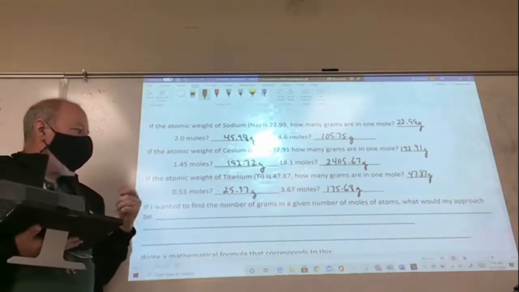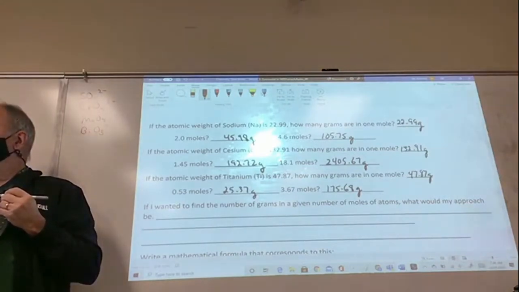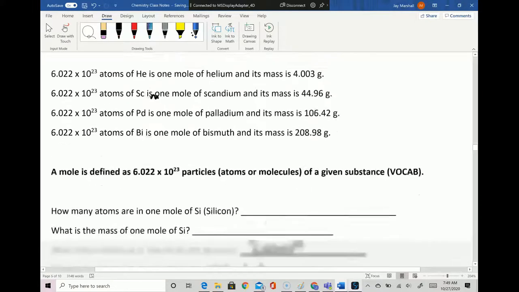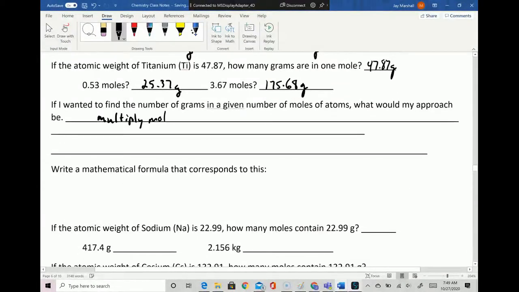So if I want to find the number of grams in a given number of moles, what is my approach going to be? What do I do with the number of grams and the number of moles and the molar mass? You multiply them together, right? Multiply moles times molar mass, and we'll abbreviate molar mass mm. So if I were to write a mathematical formula for this, I would say grams equals moles times molar mass.